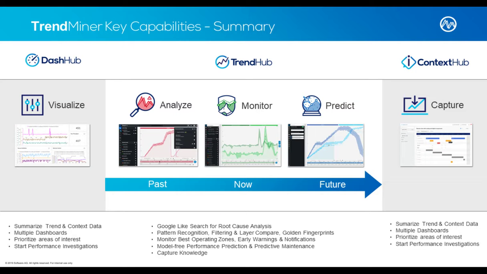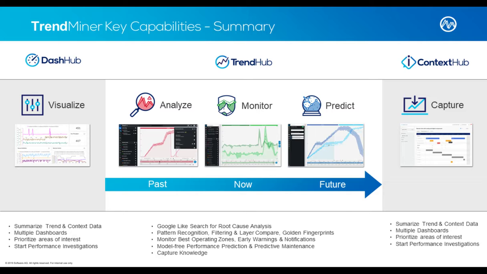And how do we do this in TrendMiner? We've developed 3 central hubs that engineers can use or operators can use. First of all, Dashhub. This is where you visualize your results, bring together everything that is important, all your KPIs. Whenever you see something that's out of the ordinary, that's when you jump into the trend domain.